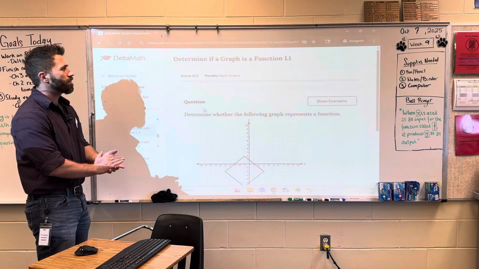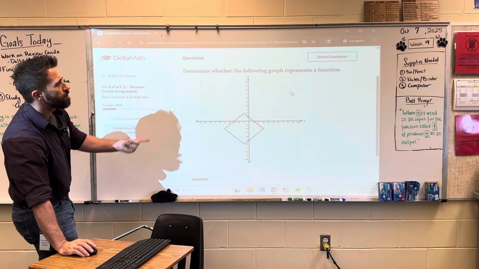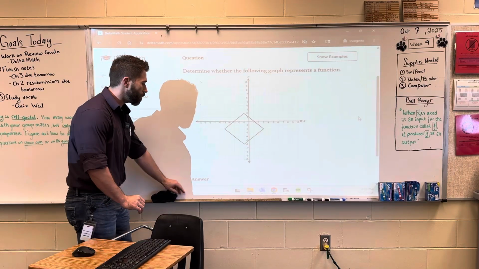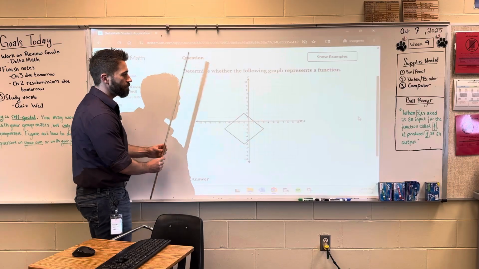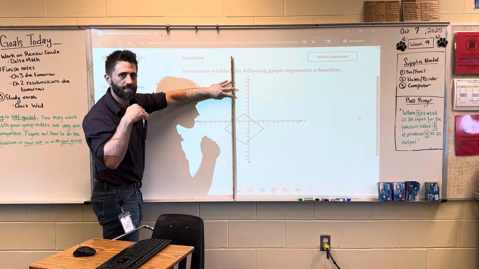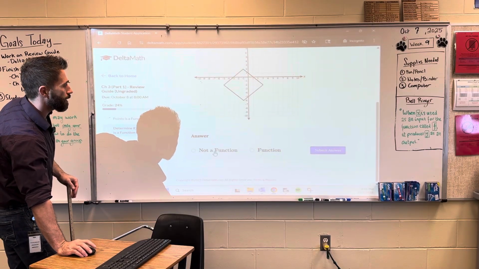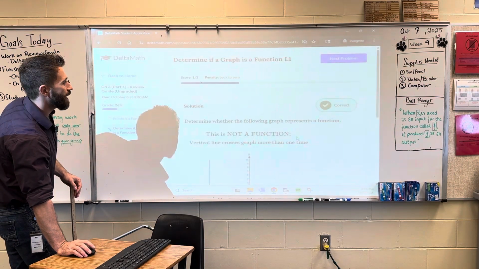Let's determine if the graph is a function of level 1. Determine if the graph is a function. So determine whether it represents a function. Remember, we're doing our vertical line test. So I'm going to take my vertical line. If it touches the graph at 2 points, it's not a function, because if it touches at 2 points, that means something is happening at two places at the same time.